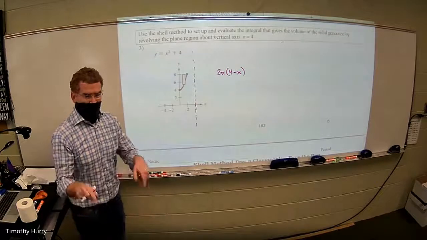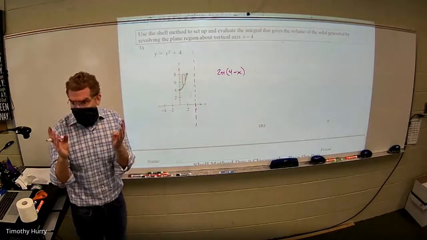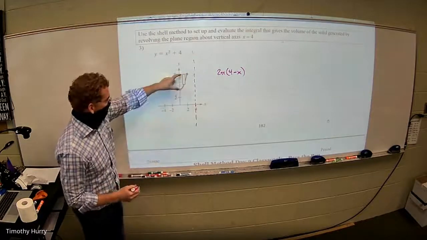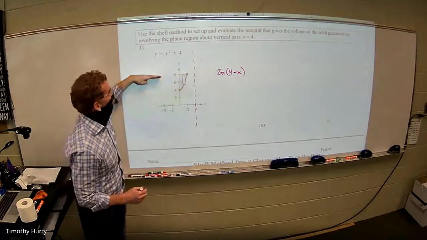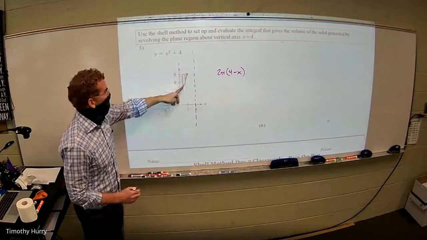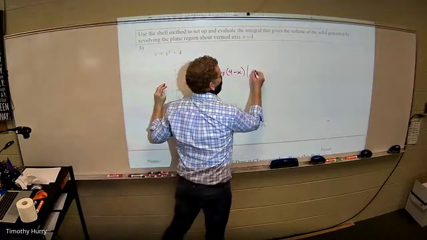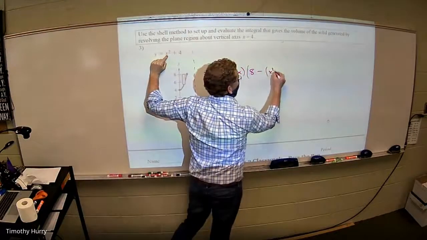I mean, I'll overthink it today to explain why it is what it is. But after that, it's just 4 minus x or x minus 4, depending on where the axis is. And the height? What's this? That's y equals 8. And what's this? Top function, which is 8, minus bottom function, which is x squared plus 4. Make sure you put that in parentheses.